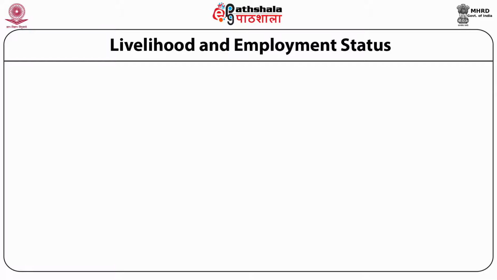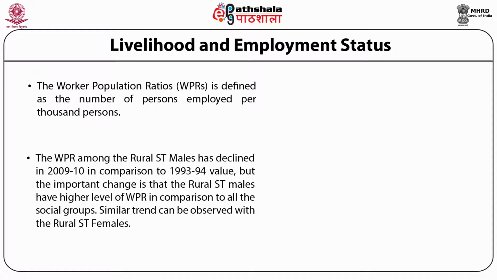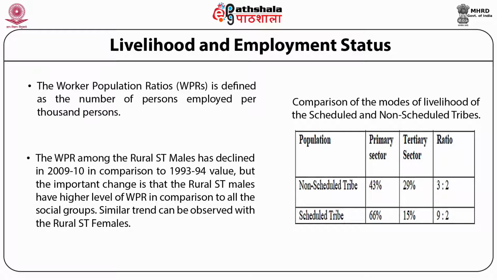Further, in this context, it should be noted that the worker population ratio is defined as the number of persons employed per 1000 persons. So, the WPR or working population ratio among the rural scheduled tribe male has declined in 2009-10 in comparison to 1993-94, but the important change is that the rural scheduled tribe males have higher level of working population ratio in comparison to all the social groups. Similar trend can be observed with the rural scheduled tribe females. This table further illustrates the situation.